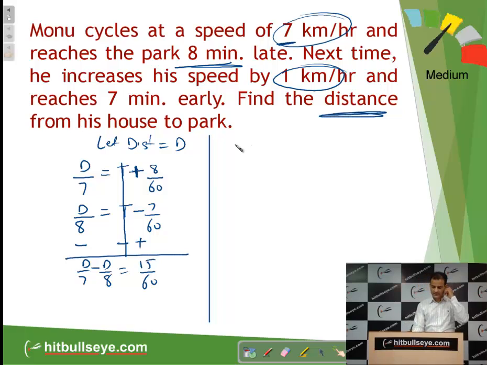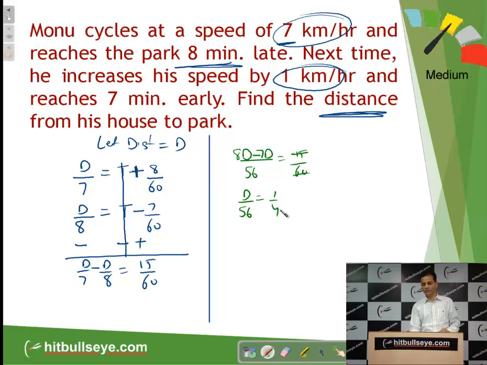In the next step, d by 7 minus d by 8, LCM will be 56. 8d minus 7d upon 56 is equal to 15 by 60. D upon 56 is equal to 1 by 4, and here d will be equal to 14.